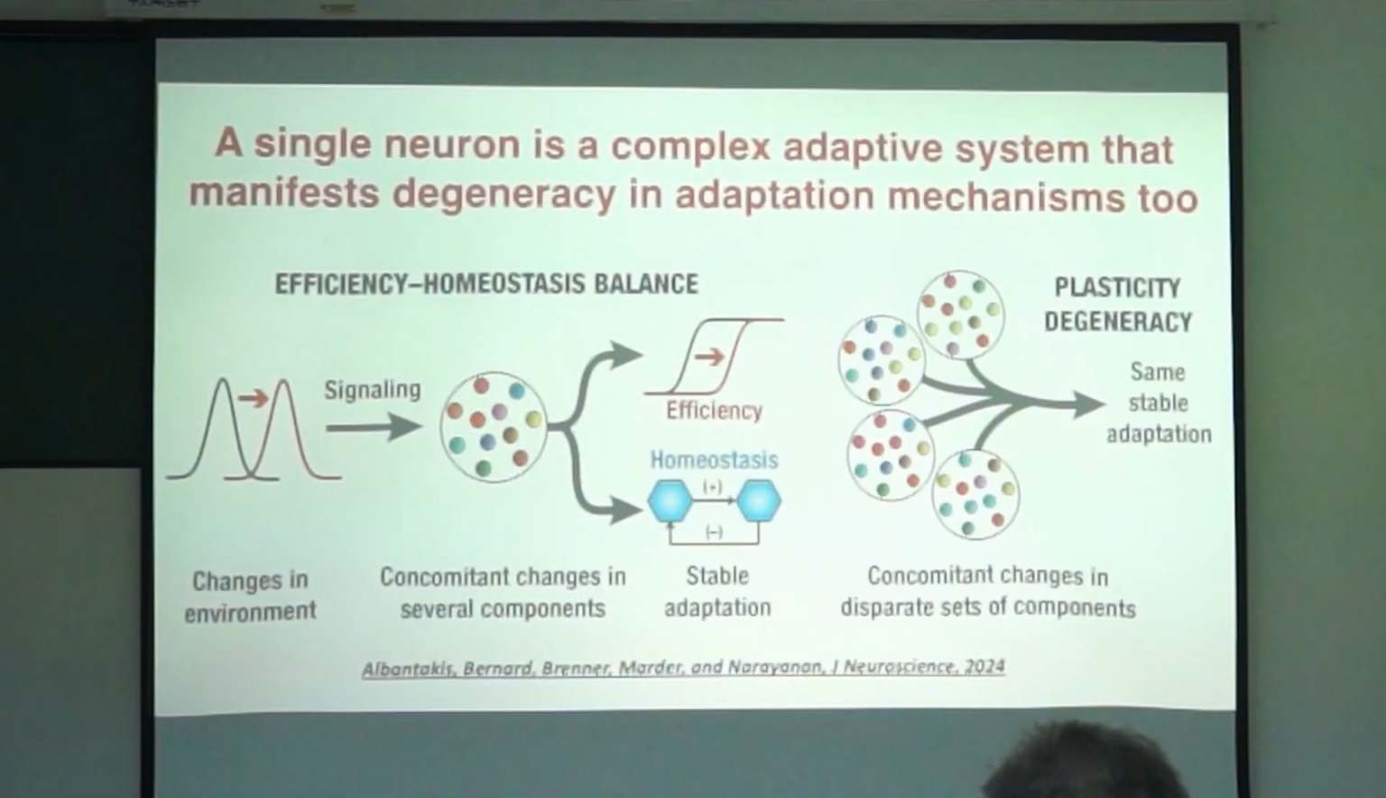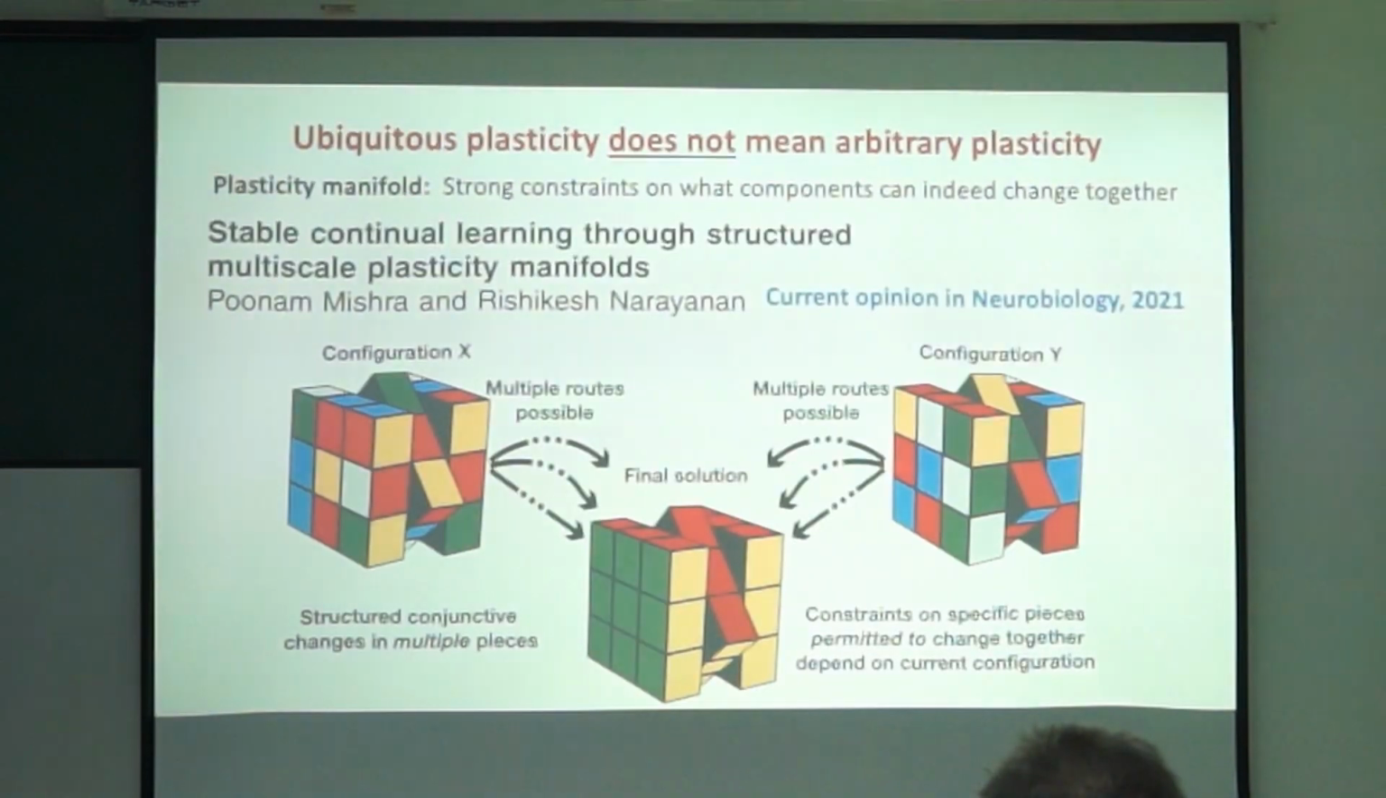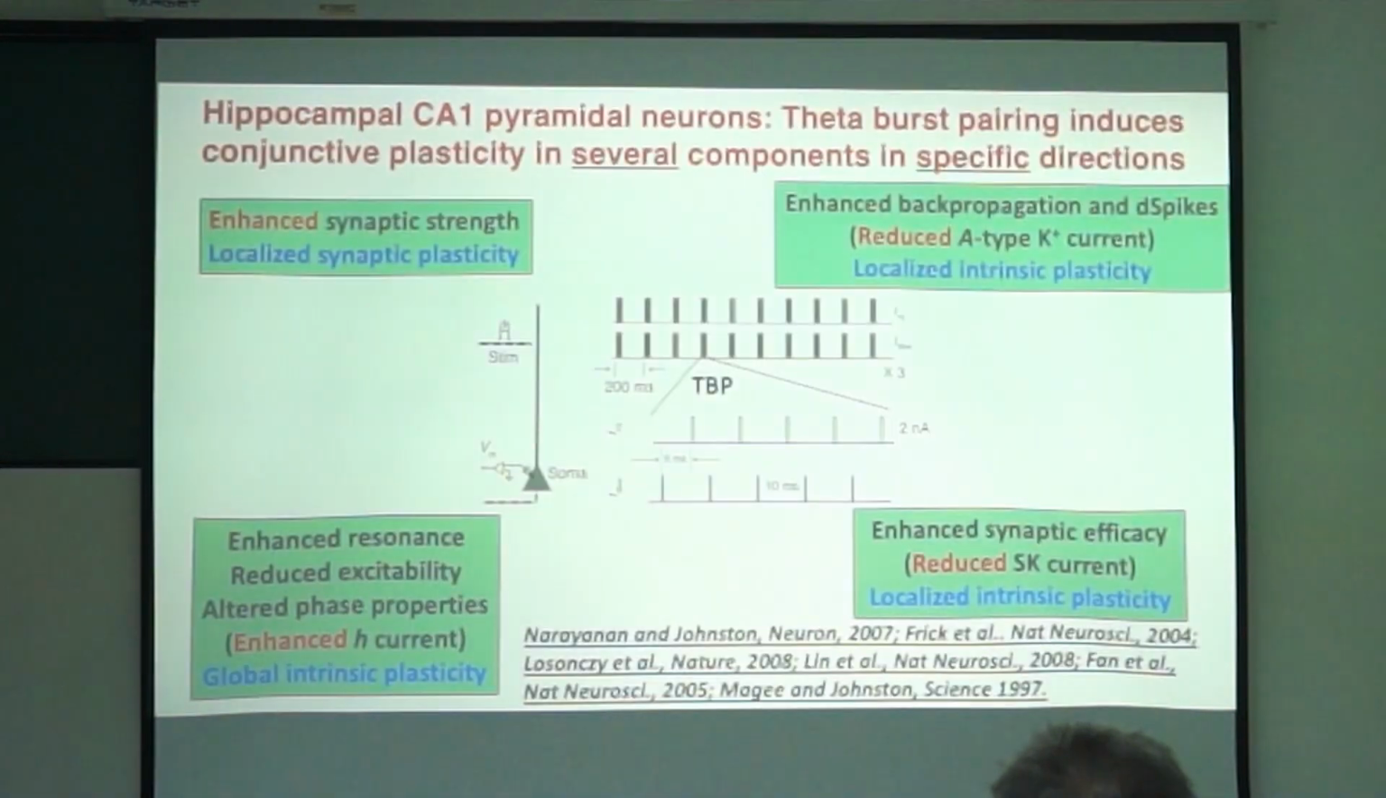It's not arbitrary. So you could even think of plasticity as a complex system where, fundamentally, there is a change in environment and the system has to adapt to that change. So you want to make sure that your response properties are adapting to that by having a rightward shift in the cumulative distribution, assuming efficiency. In parallel, you want to maintain homeostasis. But there is not one multi-component plasticity combination that can give you this. You can have plasticity degeneracy, where you can have different components changing in different directions depending upon the state of the neuron, and that can give you the final outcome that you want.